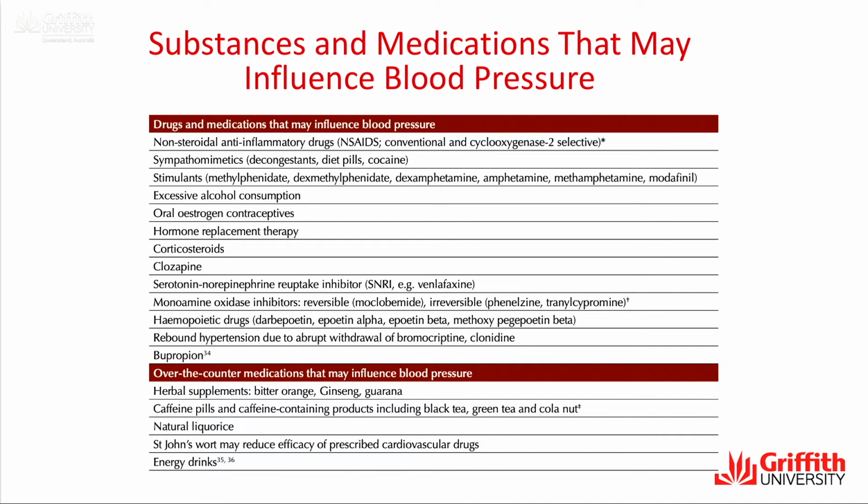So I just thought I'd quickly pop this up. So this is substances and medication that may influence blood pressure. So if we think about secondary hypertension, you can go through this list, but we have some medications here and also some over-the-counter supplements, such as caffeine-containing products and energy drinks. So this may be a careful consideration that you may take when collecting the diet history.